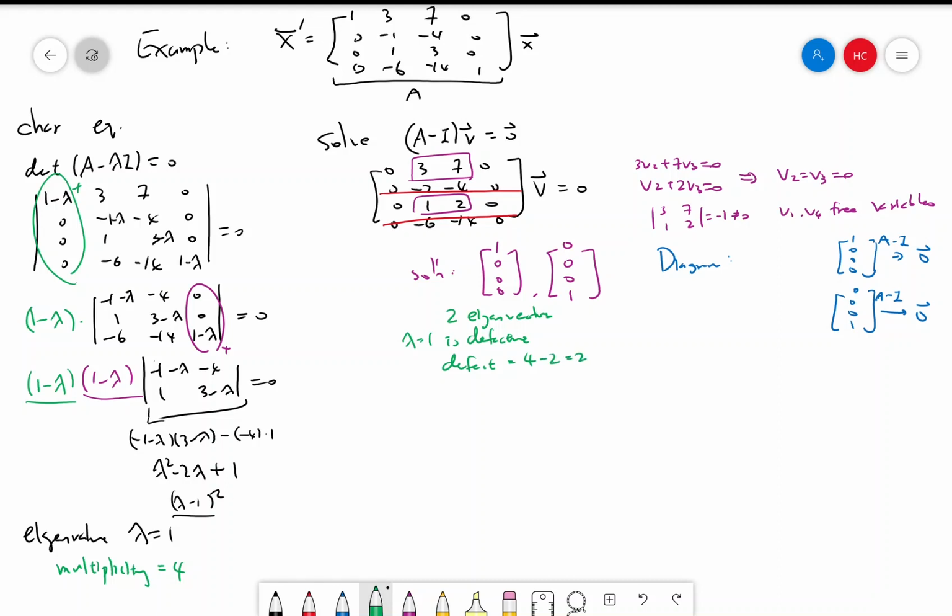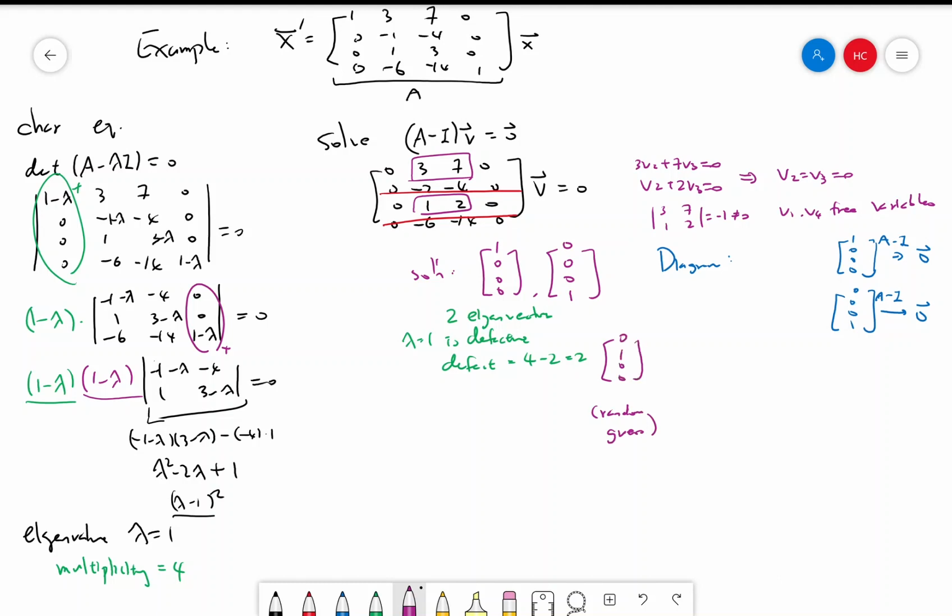The problem with this is, now we know there's going to be two chains of generalized eigenvectors, but we don't know how long they're going to be. It could be length 2 and length 2. It could be length 3 and length 1. So we don't know which case it's going to be. But the process is similar. So to find a longer chain of generalized eigenvectors, all we're going to do is make a guess. So let's start with the vector 0, 1, 0, 0.